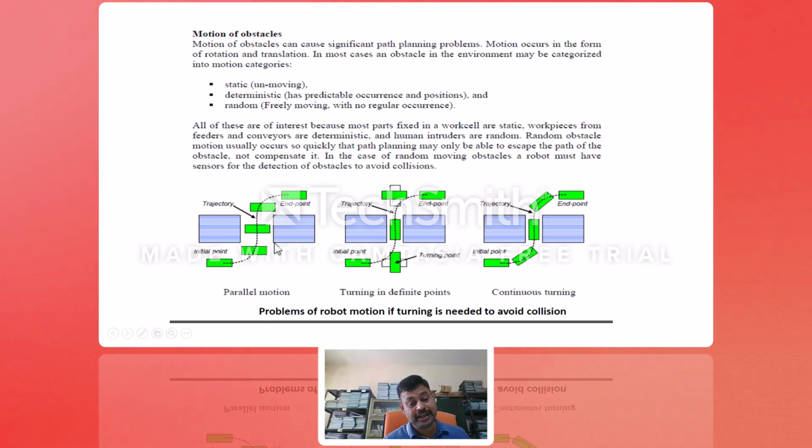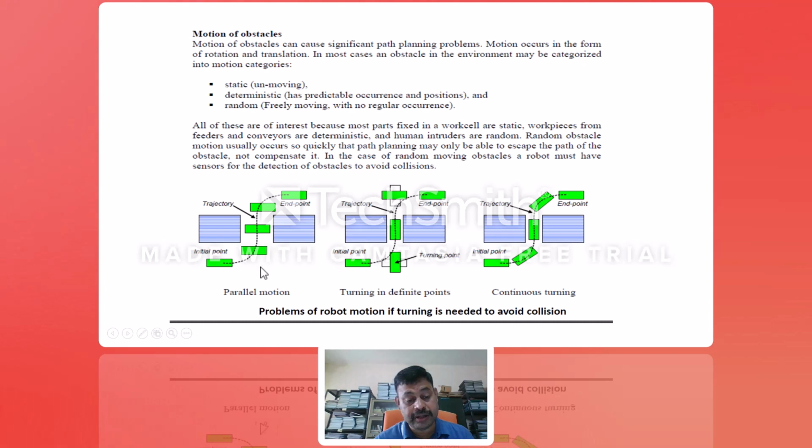I am going to explain a typical example here: the problem of robot motion when turning is needed to avoid a collision. The end effector is there, and we have to turn and move. For example, here you have two passages, and in between them the robot should carry the end effector, which carries the product. The blue color blocks are there, with a very small gap between the two blocks. Then if an obstacle comes, suddenly the gap between the two blue blocks is closed. At that time, what to do?